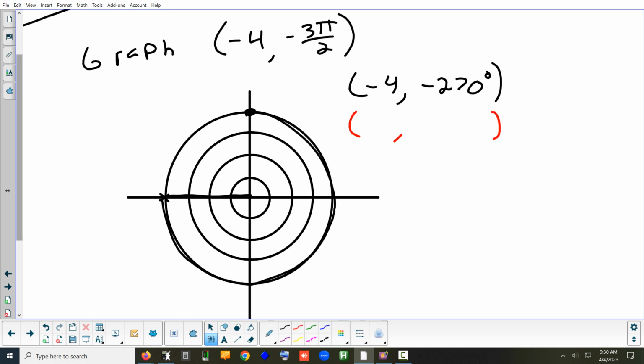What's another way you could write that point besides -4, -270? Yep. Positive 4, 90. So positive 4 would mean right 4 and then rotate 90. All right. Another way.